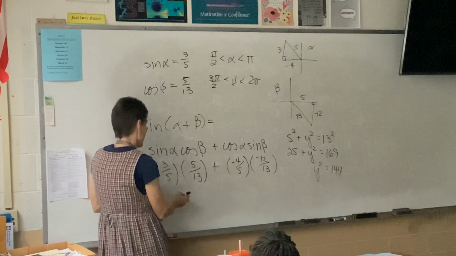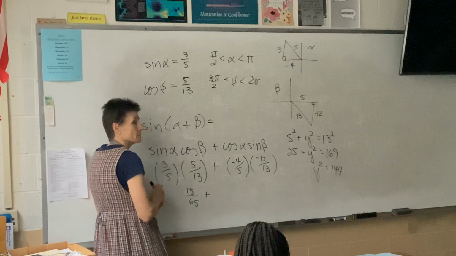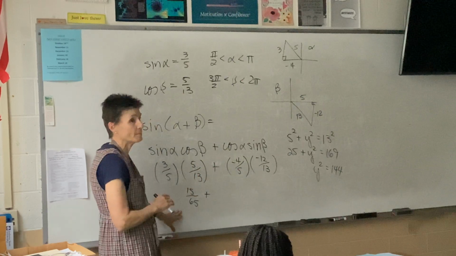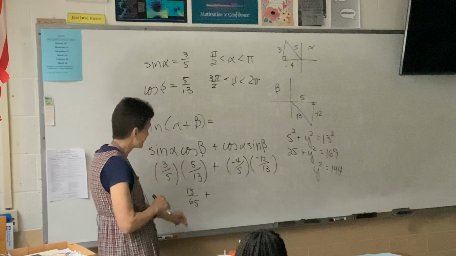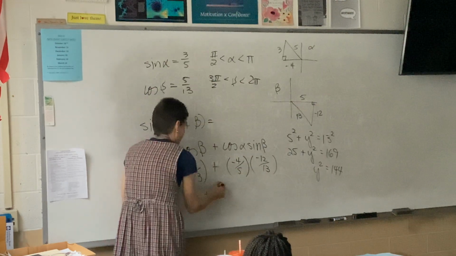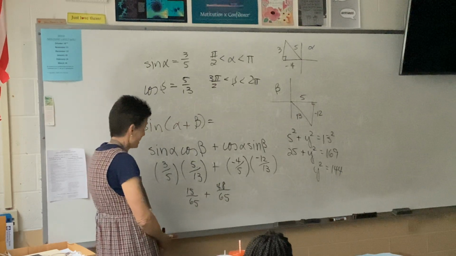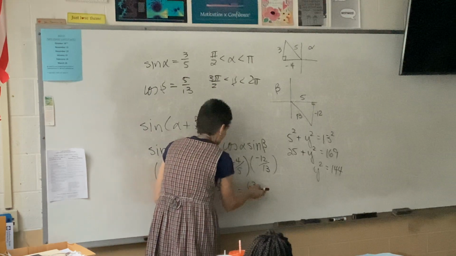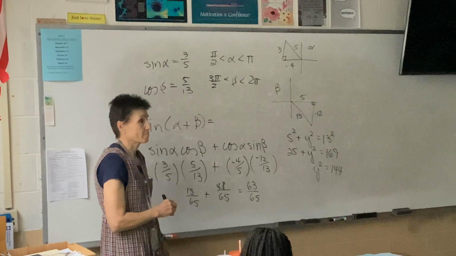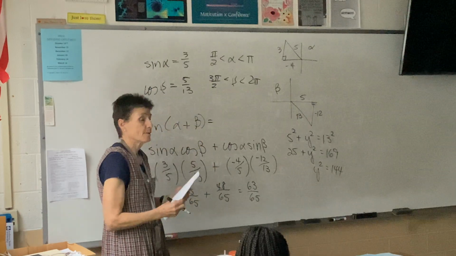So we're gonna multiply those and get 15 over 65. I know you could cancel, but don't, because we're gonna end up adding, and it's nice to have that common denominator. So just 15 over 65 plus 48 over 65. And that's gonna equal 63 over 65, and that's the answer to the question. Got it?